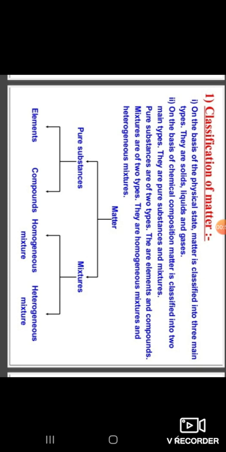On the basis of chemical state, matter is classified into two main types. They are pure substances and mixtures. Pure substances can again be classified into two types: elements and compounds. And mixtures can again be classified into two types: homogeneous mixtures and heterogeneous mixtures.